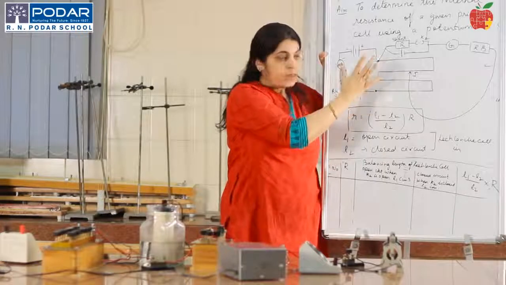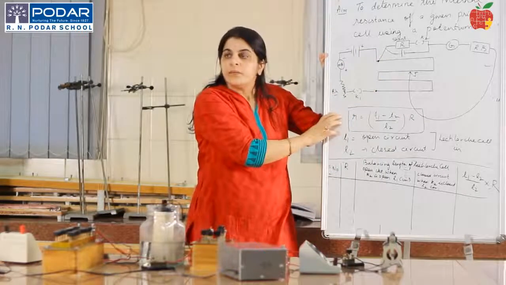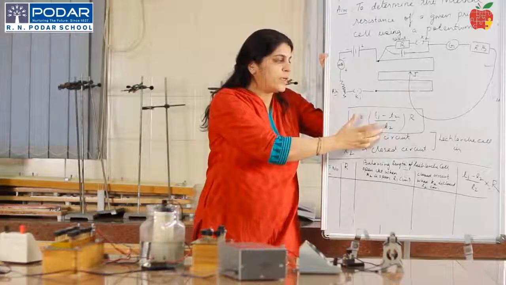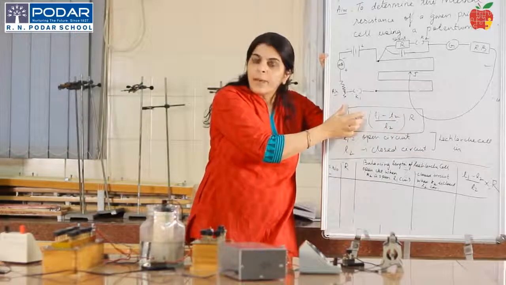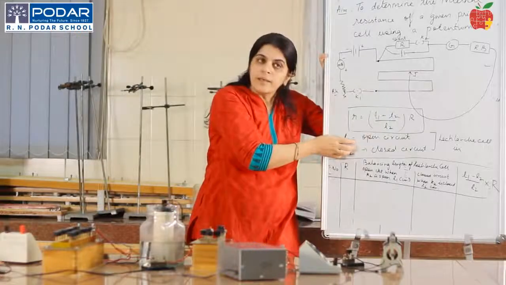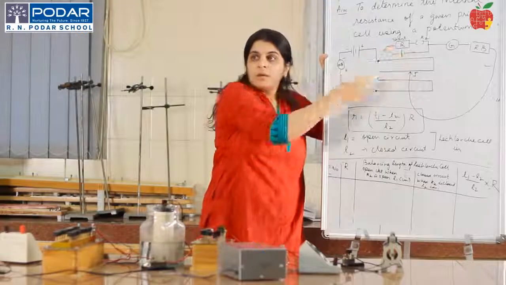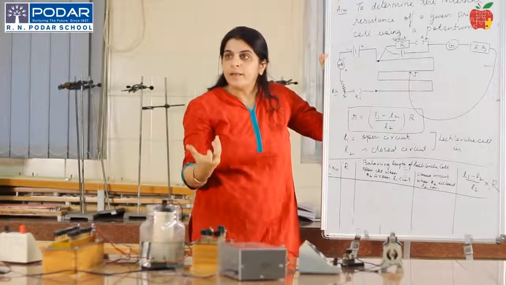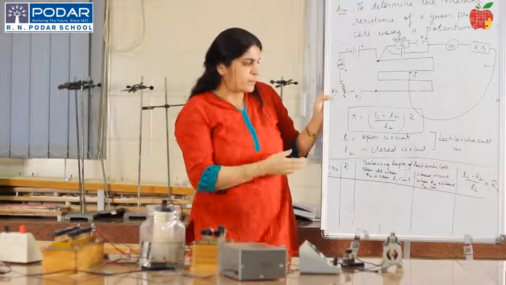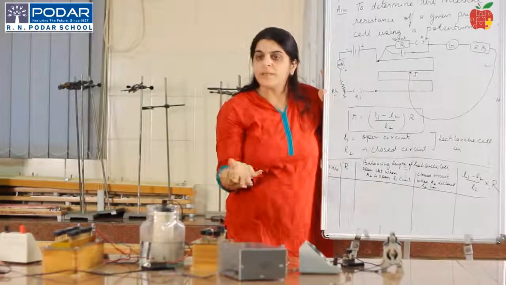Now, as we know the formula we did in theory, the internal resistance of the Leclanché cell is given as r = (L1 − L2)/L2 × R, where L1 is the balancing length when the cell is in an open circuit, L2 is the balancing length when the cell is in a closed circuit, and R is the resistance of the shunt. At what point do we get L1 and L2 as balancing points when the cell is in an open or a closed circuit?